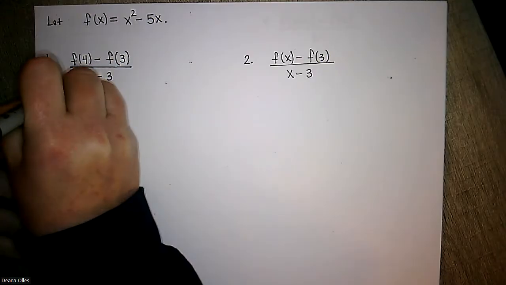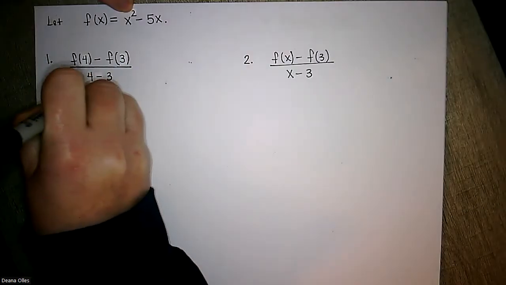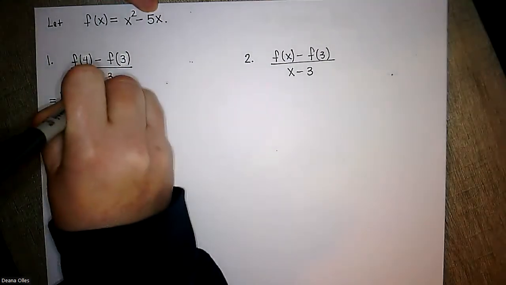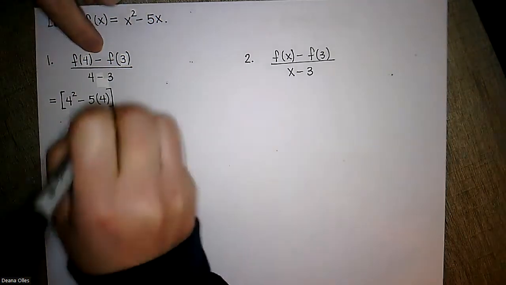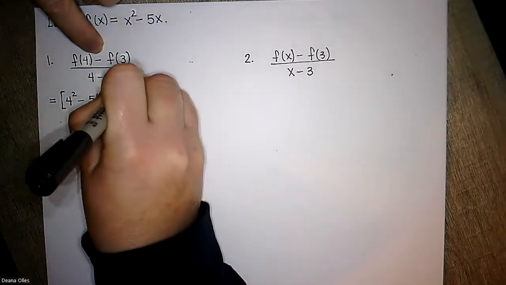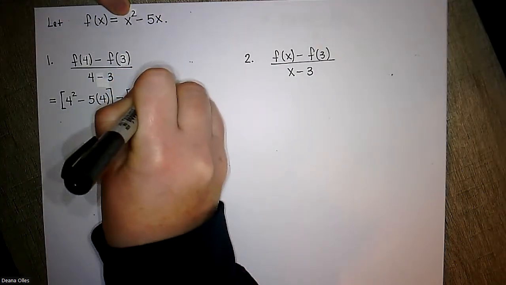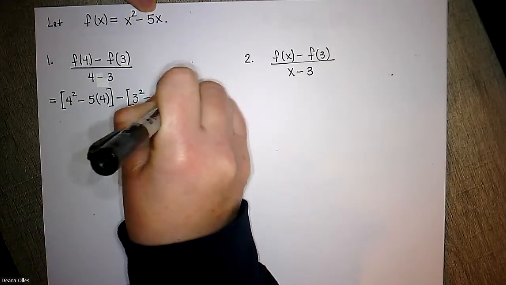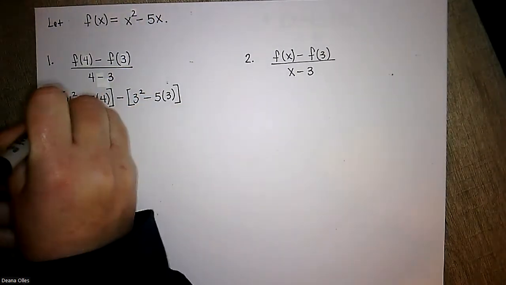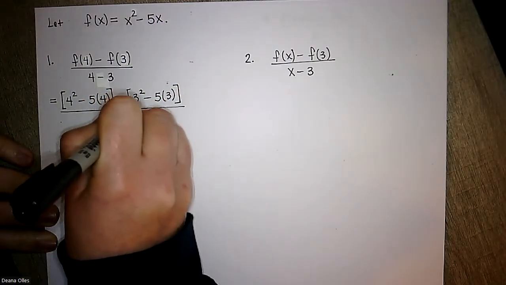All right, so f of 4. Okay, let's see here. So f of 4 is going to be 4 squared minus 5 times 4. From that, I want to subtract f of 3, so that's going to be 3 squared minus 5 times 3. And that is all over 4 minus 3. And now we're going to play the cleanup game. Just make this look nice.